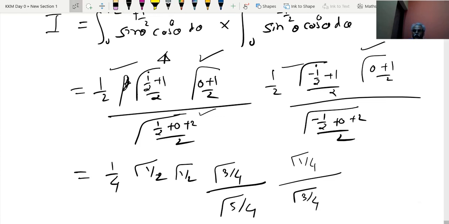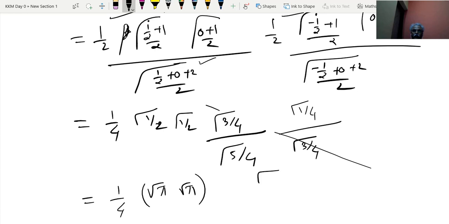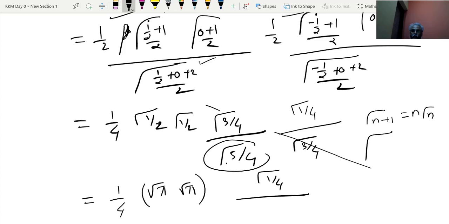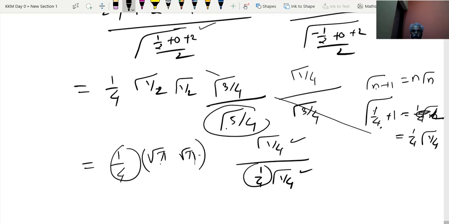So, now with little effort, if at all we simplify, 1 by 4. Gamma half is root pi, gamma half is root pi, gamma 3 by 4 is getting cancelled. Gamma 1 by 4 as it is; if I use gamma n plus 1 is n gamma n, this can be written as gamma 1 by 4 plus 1, which is 5 by 4. In place of n I am putting 1 by 4, so gamma 5 by 4 can be written as 1 by 4 gamma 1 by 4. You can see that gamma 1 by 4 is getting cancelled, this 1 by 4 is getting cancelled, remains root pi into root pi. Hence we proved that whatever the given answer is there, it is pi.